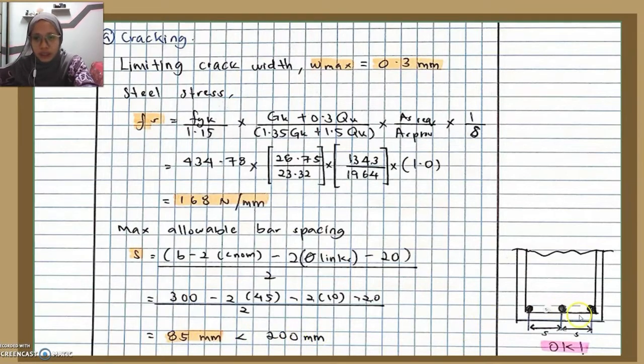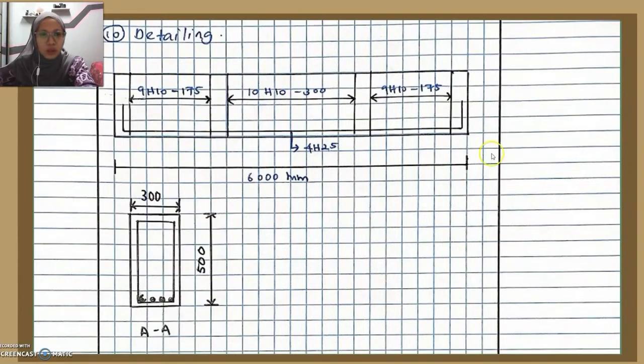So the link and reinforcement fit into the concrete. Okay, so the answer is really okay. So next we go to detailing. That's for the detailing. So this is the link and this is the reinforcement. We will use the reinforcement H25 and the link is H10. Okay, so that's all from me.